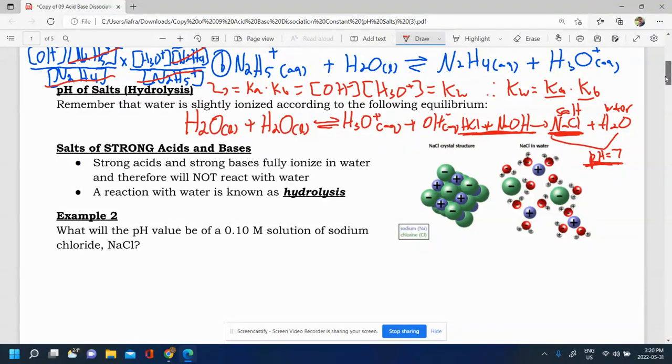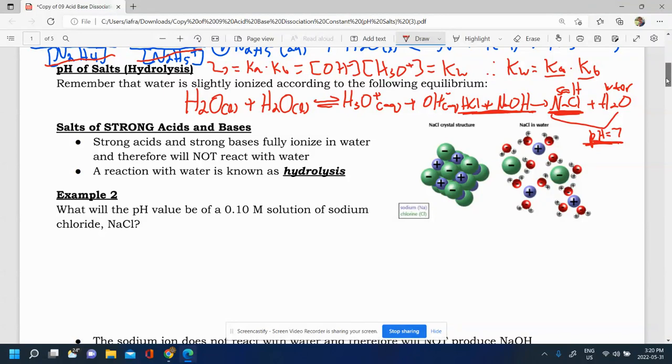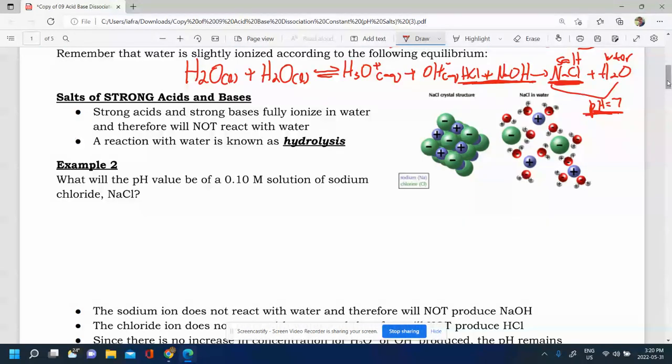So we're going to start off with these salts of strong acids and strong bases. What does that mean? Let's take a look at an example here, NaCl. NaCl is a salt. What will the pH value of a 0.10 molar solution of sodium chloride be? And you're usually thinking, well, it's a salt, so it's got to be neutral. Not all the time. In this case, it will be, so we're just going to see why that is. But a salt doesn't always have to be neutral. But let's take a look at why NaCl is neutral.